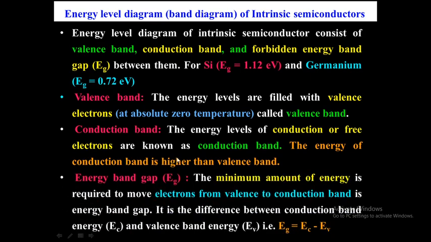And the energy band gap, we know, is the separation between the bottom of the conduction band and the top of the valence band. In other words, it is the minimum amount of energy required to move electrons from the valence to the conduction band. It is the difference between the conduction band energy level, that is the bottom of the conduction band EC, and the topmost energy level of the valence band, that is EV. So EG is equal to EC minus EV. We have also seen the Fermi energy level exactly at the center of EC and EV.